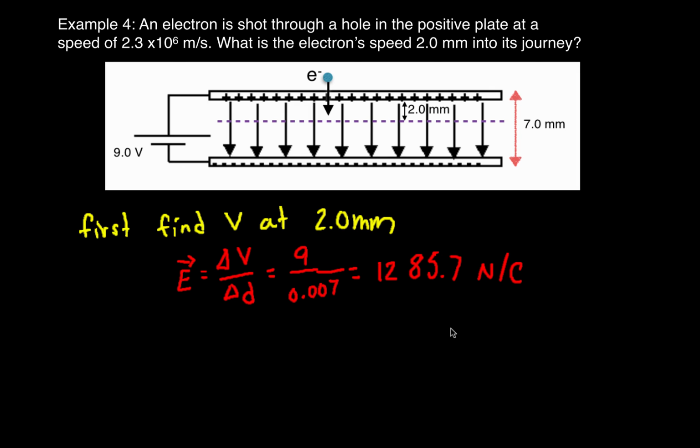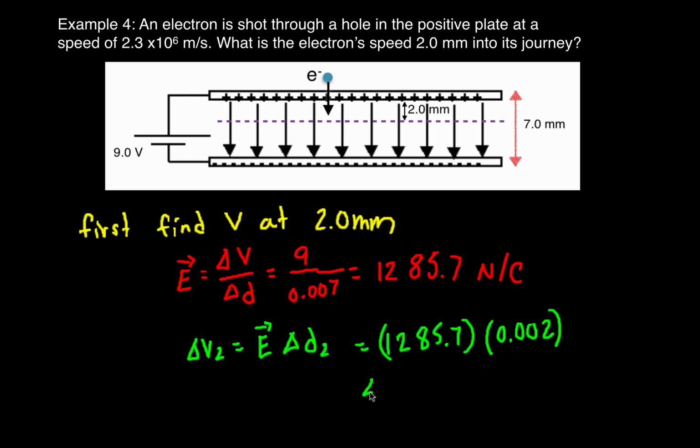Using this electric field, we can find the voltage at 2 millimeters. So the voltage at 2 millimeters is equal to the electric field times the plate separation distance at 2 millimeters, which is 1,285.7 times 2 millimeters, which is 0.002. This gives us a voltage at 2 millimeters equal to 2.5714 volts. We use this voltage to find the final velocity of the electron at 2 millimeters.